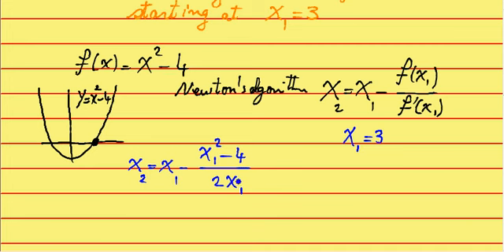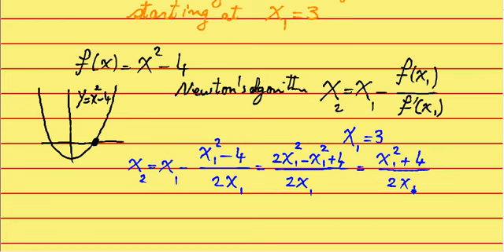You could leave this like this. Sometimes it might pay to clean it up. I go ahead and clean it up. 2x1, this becomes 2x1 squared. Now I have to subtract this, so minus x1 squared plus 4. I get x1 squared plus 4 divided by 2x1. So to paraphrase, this is what we have: x2 became x1 squared plus 4 over 2x1.